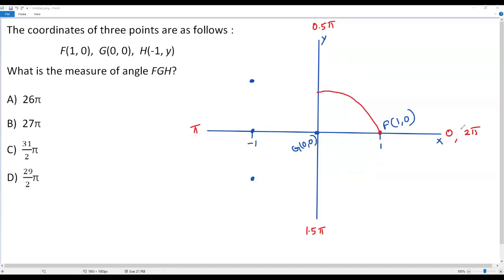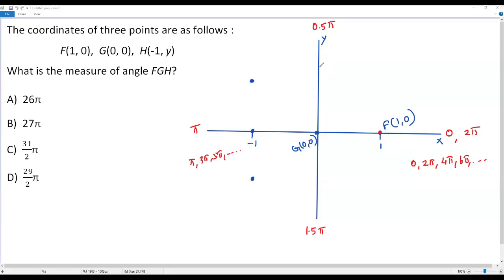One second, just a moment, let me erase it. So on the positive side of x-axis, I'm getting even number of pi, that is 0, 2 pi, 4 pi, 6 pi. And also on the negative side of x-axis, I'm getting odd number of pi, that is pi, 3 pi, 5 pi. In this way, I keep getting angle measures over here.